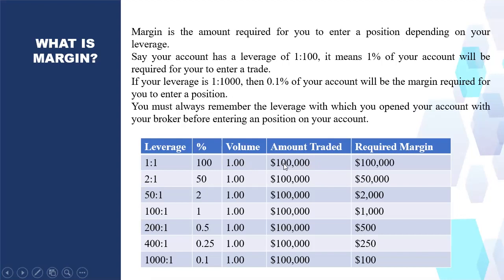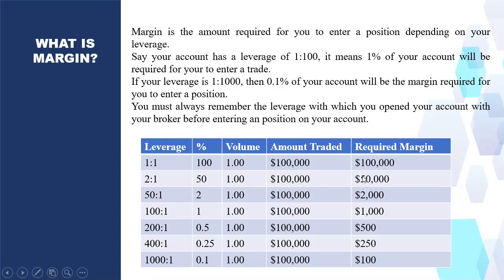For you to be able to trade 100,000 units with an account of 1:1, you will need to have $100,000 also present in your margin for you to be able to enter the position. In this case, the broker is not assisting you with anything, so you are using 100% of your account to trade. Then for an account of 2:1, you'll be using only 50% of your account to buy the same volume, which is one standard lot size, equivalent to 100,000 units of that currency.